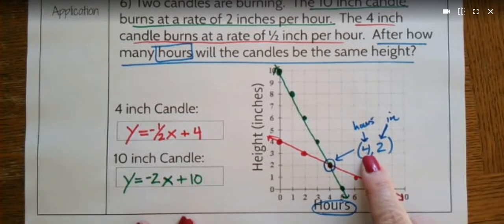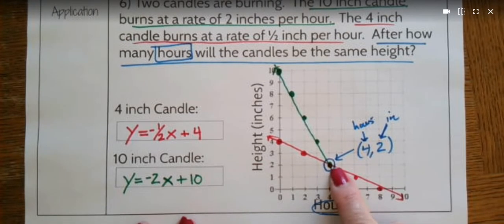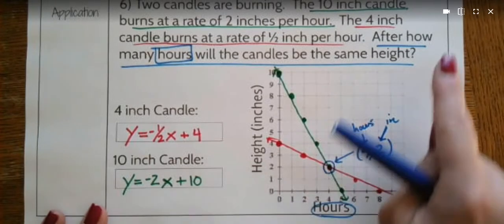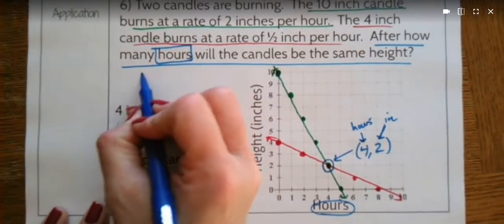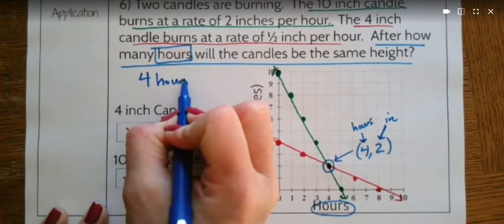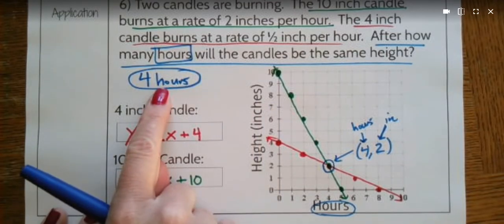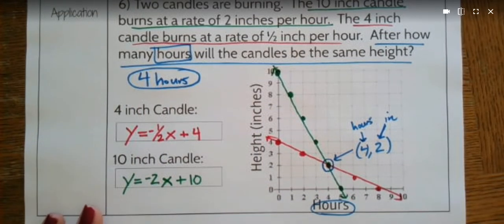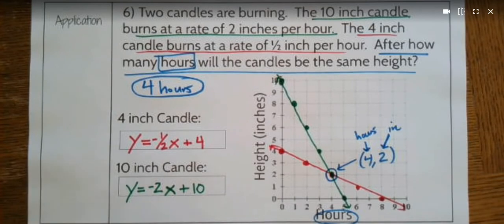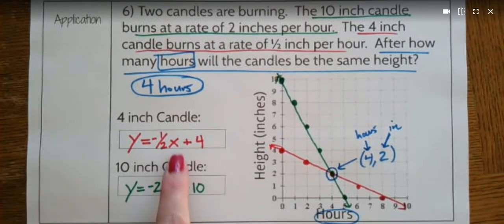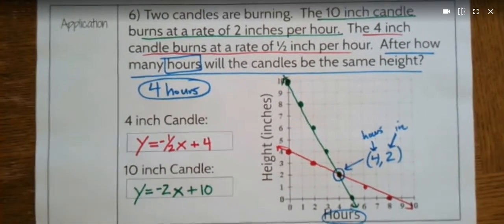So after 4 hours, both candles will be at a height of 2 inches. So after how many hours will the candles be the same height? 4 hours, and they will be the same height. What height? 2 inches tall. And so a system of linear equations can be used to solve a real life problem when you can write two linear equations for the situation.